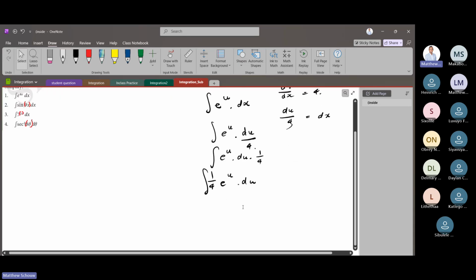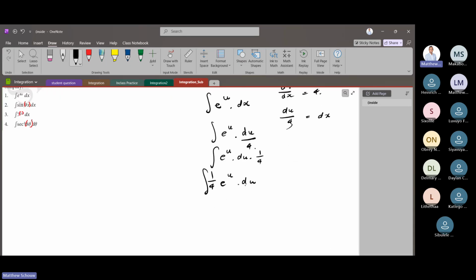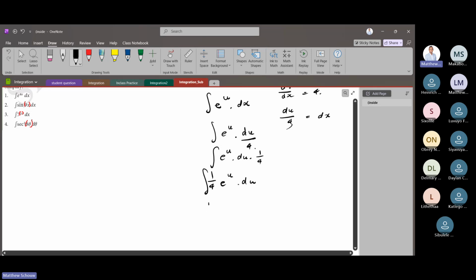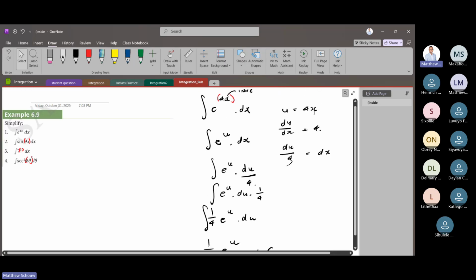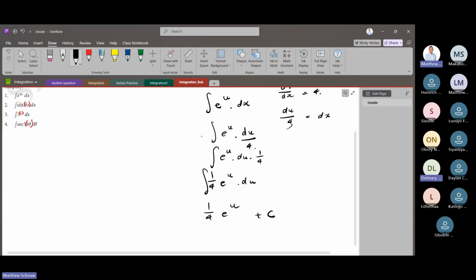So then remember, we just put the quarter there, e to the power u du, and we apply the normal integration. This is a simple integration because we have no power there, so it's going to be a quarter e to the power u plus c. However, remember that u was declared as 4x, and so therefore we must replace u with 4x.